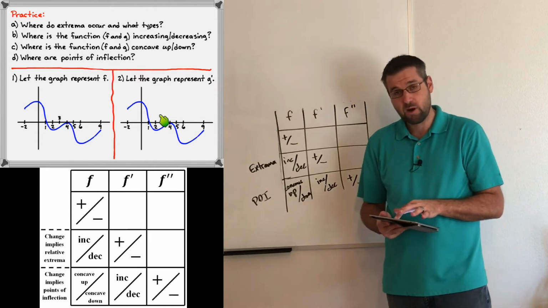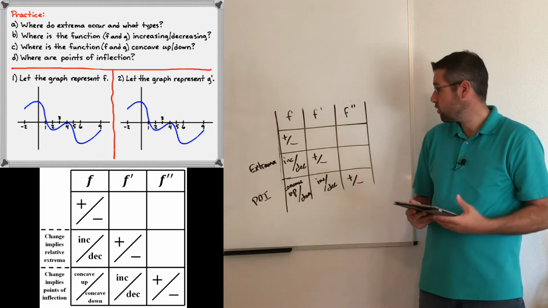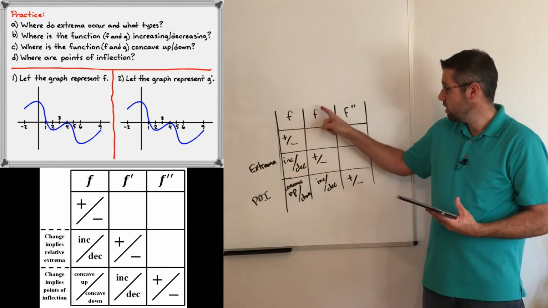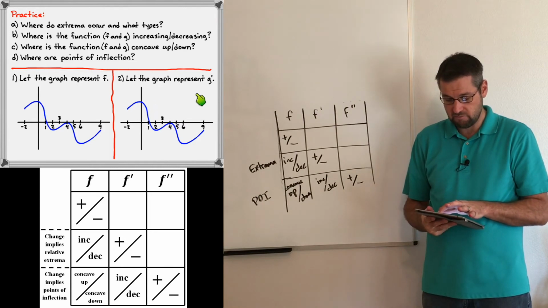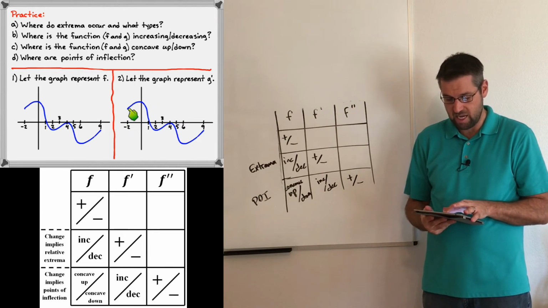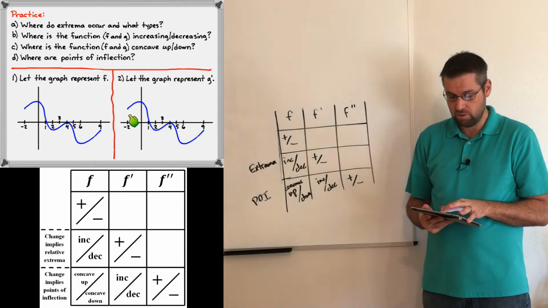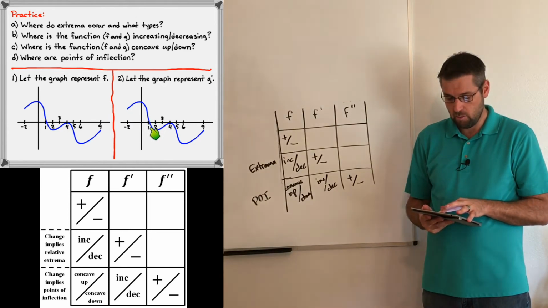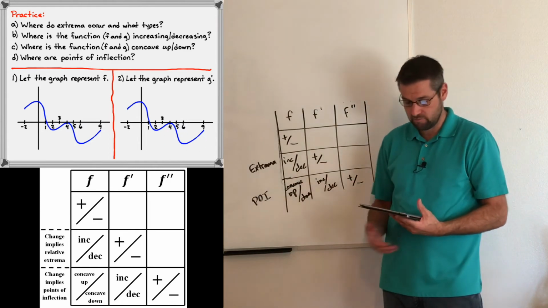But if we look at the graph of g prime, we would say that g is increasing when g prime is positive. This is the graph of g prime, and it's positive from -2 to about 1, and that's it. So g is increasing from -2 to 1, and g is decreasing from 1 to 9 because g prime is negative.